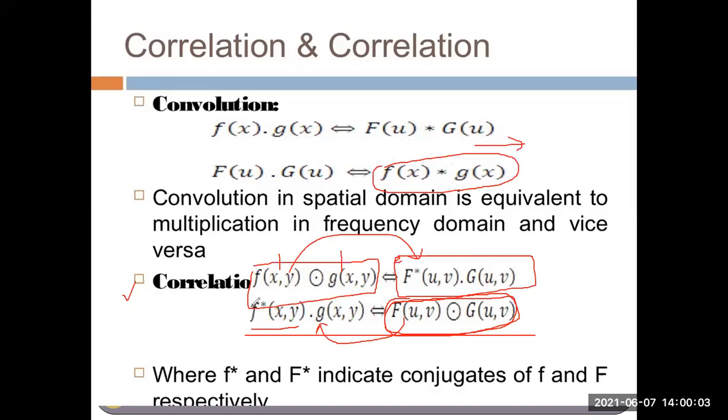In this case we will multiply the two functions, but here the first function that is multiplied will be your complex conjugate. Or you can make this one the complex conjugate and this one simple; it depends upon the user. Either you take this one as complex conjugate or that one. This is what is called the correlation and convolution property with respect to your Fourier transformation.